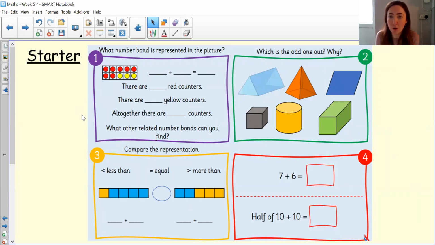Then number two, looking at the shapes, which is the odd one out? And then can you explain why it's the odd one out? Then number three, compare the representation. So compare this bar with this bar. And number four, can you complete these number sentences? So 7 plus 6 equals what? And then half of 10 add 10 equals.